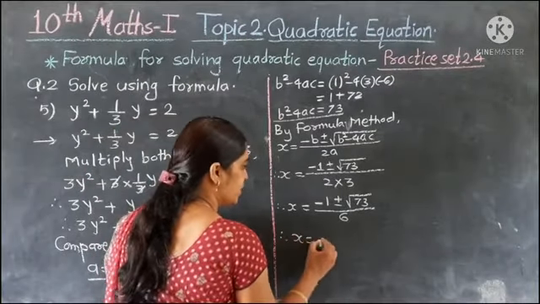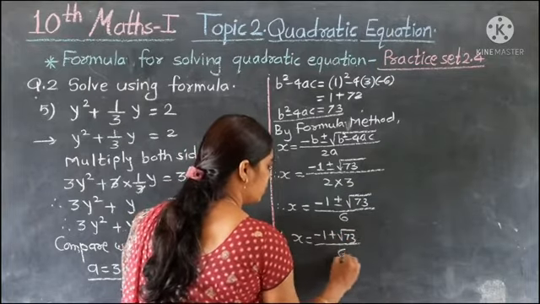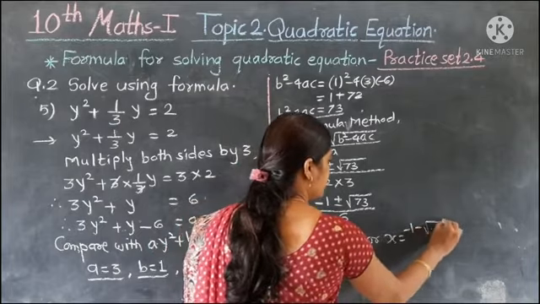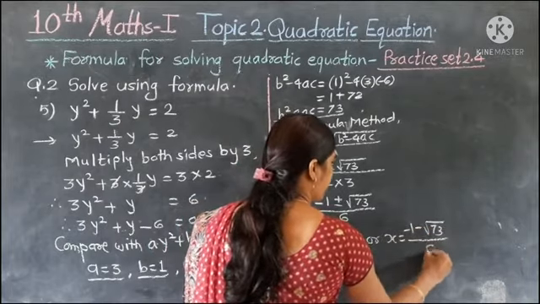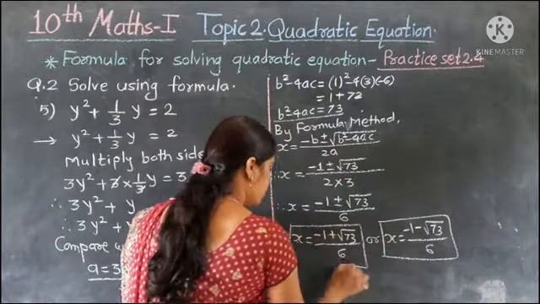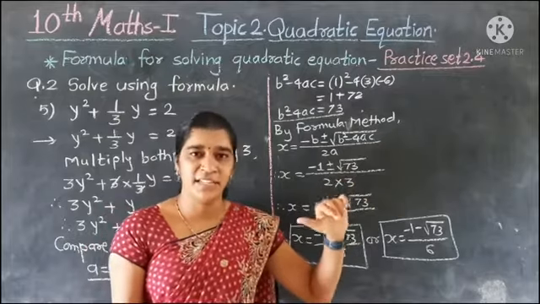So we get x is equal to minus 1 plus root 73 upon 6, or x is equal to minus 1 minus root 73 upon 6. So we get these two values of x. Okay. In the first example, root 16 is there.